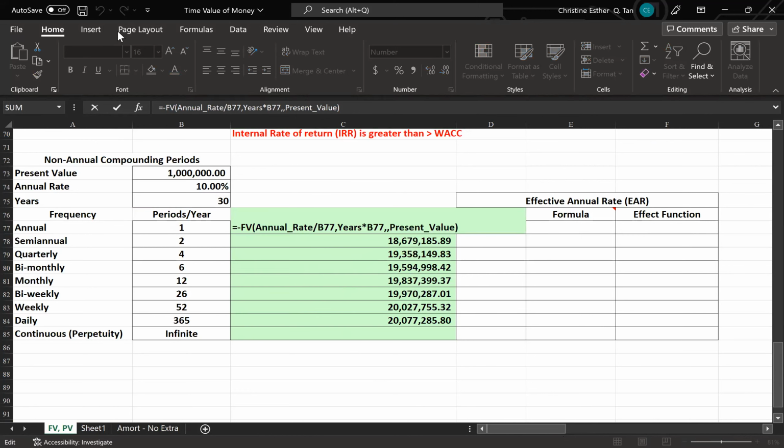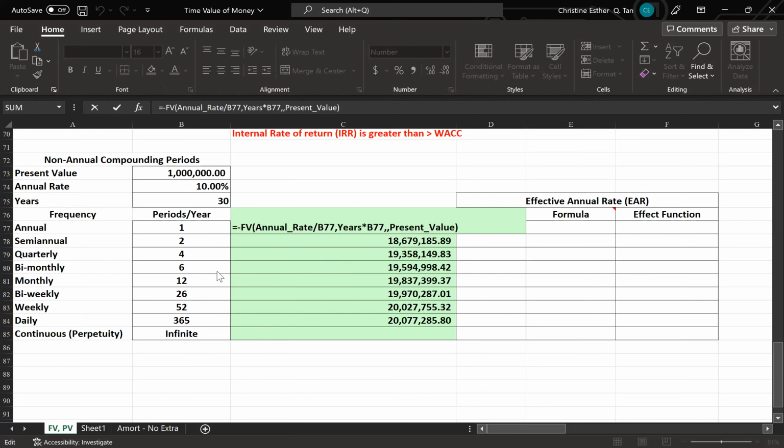I divided the rate by the periods, tapos I multiplied the years by the periods. All right, so for the annual rate, you're dividing the rate, which is 10%, by 1. And then we are dividing it by the periods per year. Isn't it? This is what we did a while ago, guys. So when we go to semi-annual, it will become 10% divided by 2, right? If you divide the rate by the periods per year, then you'll be able to get the rate per period.